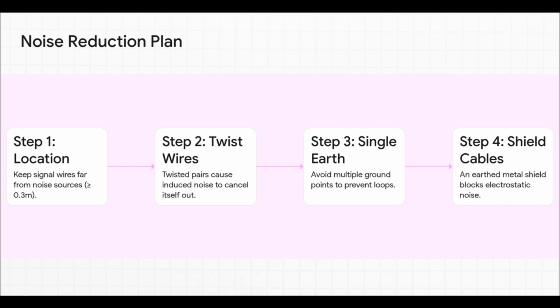A twisted pair is amazing at rejecting noise because the interference cancels itself out. 3, use a single, clean earth ground. This prevents something called ground loops, which are a huge source of hum and noise. And finally, 4, shield your cables. That metal braid or foil acts like armor, blocking electrostatic noise. You do these 4 things and you're in great shape.